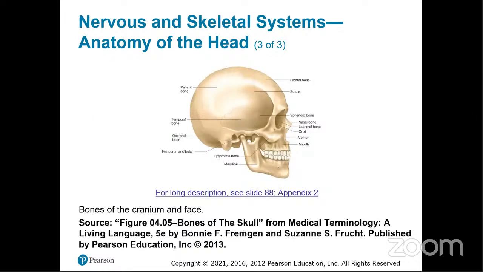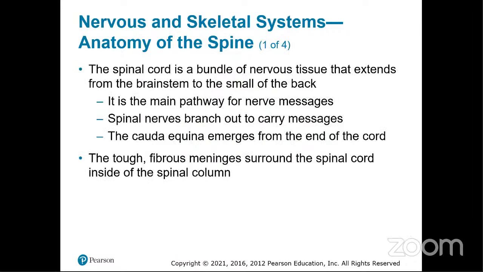There are your temporal bones, your parietal bones, kind of the top and back of your head, and the occipital is the base at the back of your skull. Kind of self-explanatory. The spinal cord is the main pathway for the nervous system, and then it branches out to carry messages.